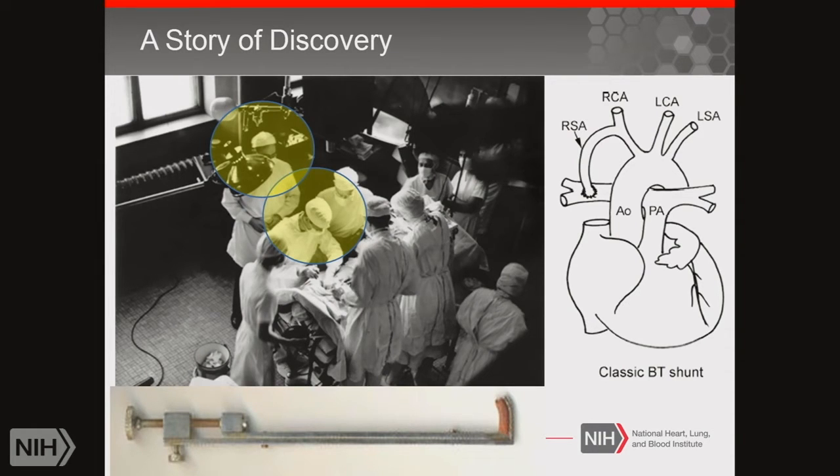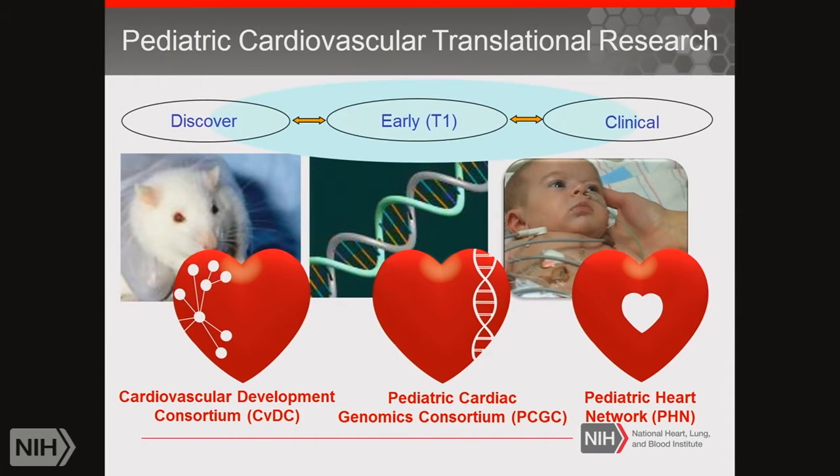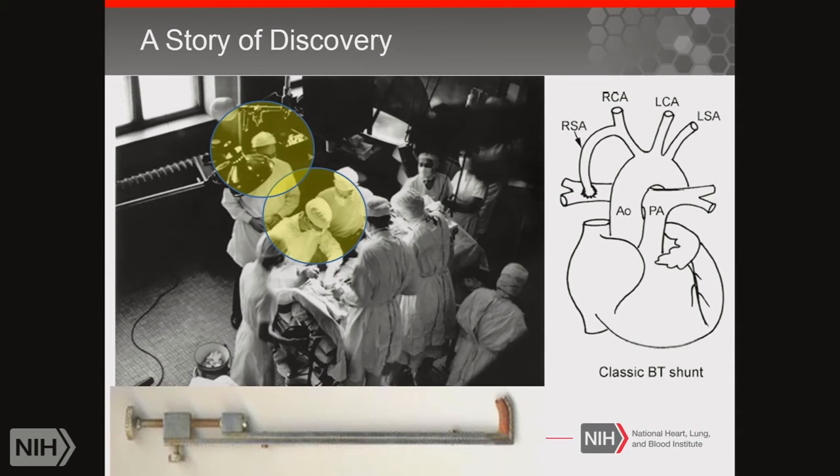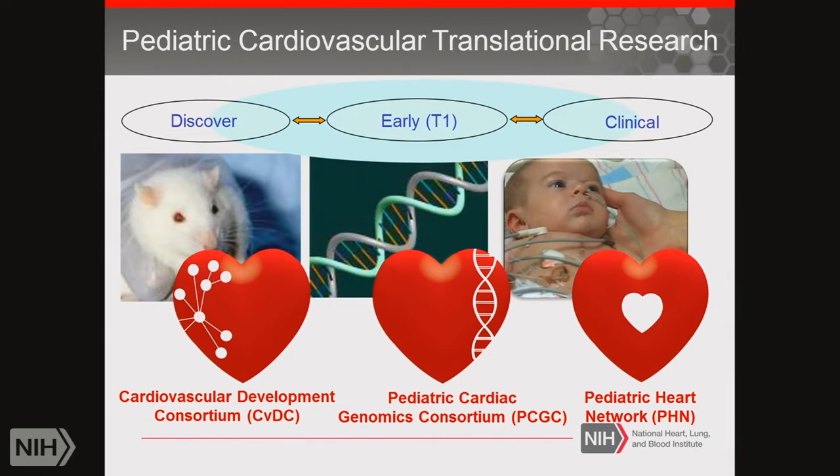So my institute, NHLBI, in 1949, the first year that it awarded grants, awarded the princely sum of $11,000 to Alfred Blalock and his team to continue their work at Hopkins. So what's NHLBI doing for us today? We, of course, accept a lot of grants from investigators, and there's a robust intramural program doing research related to congenital heart disease.